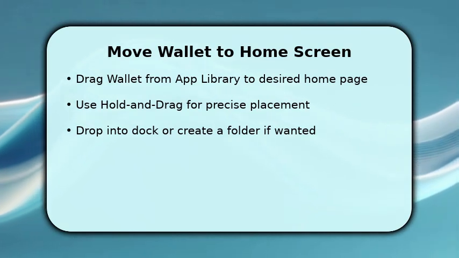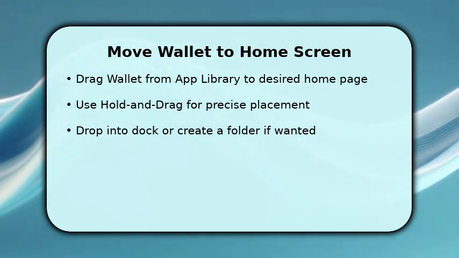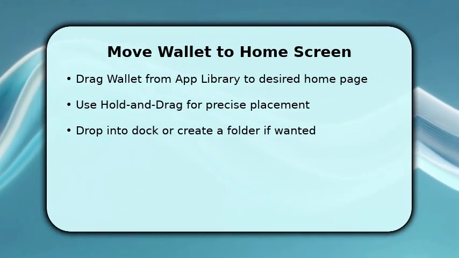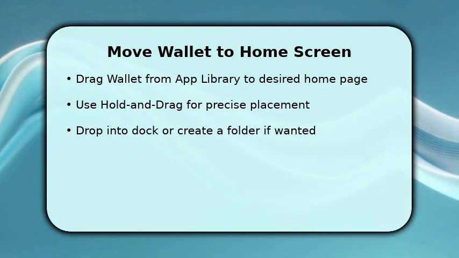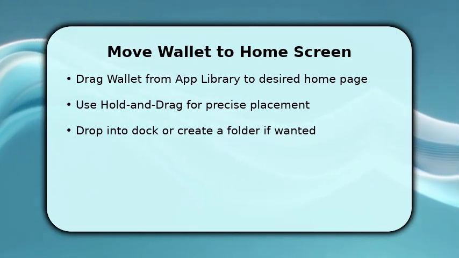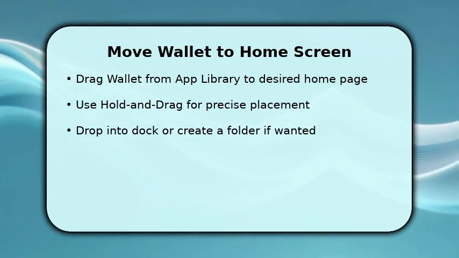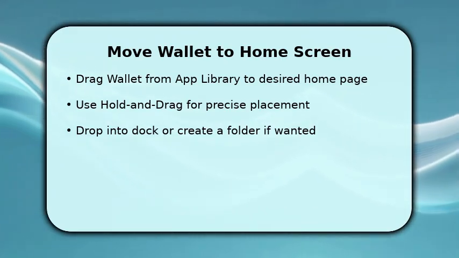Open the app library, locate Wallet in the Utilities or Search box, and touch and hold the icon. When it lifts, drag it toward the left edge to slide into the home screen. This is the crucial middle step. If you need exact placement, keep holding and use a thumb to nudge icons aside. Once positioned, release to drop.